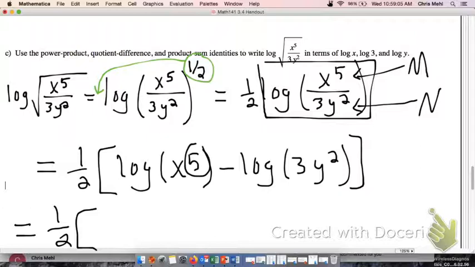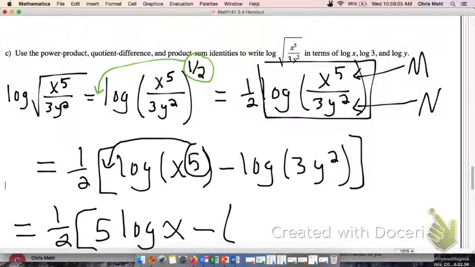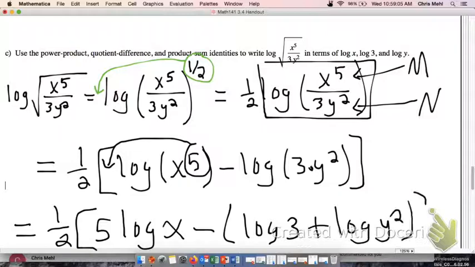Now, a couple things I'm going to do. The 5 is going to come in front of this first log, so I get 5 times log of x minus, I need to introduce parentheses because now I'm going to use the product sum identity. The second term, log of 3y squared, would become log of 3 plus log of y squared. Okay.